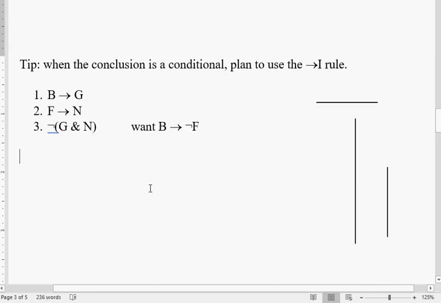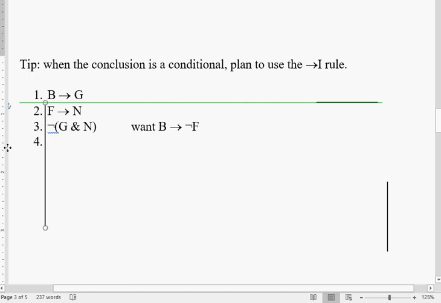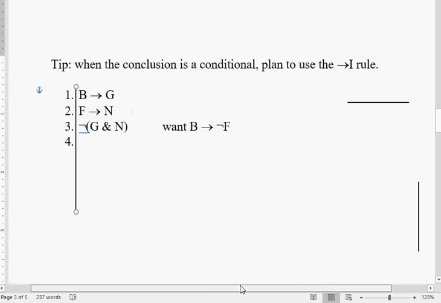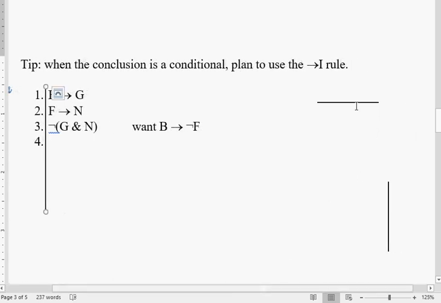Okay, so again, I'm going to start. We have three premises again here. I'm going to move my little line over here to get my main proof started, and I'm going to indicate that those three lines are premises.